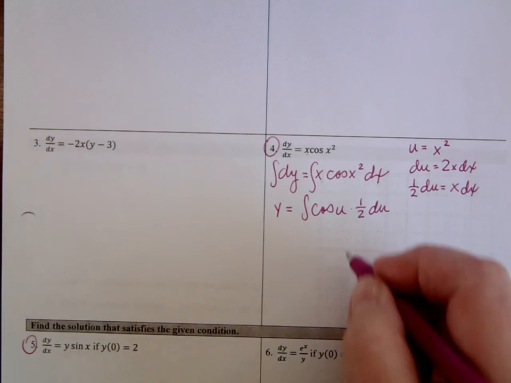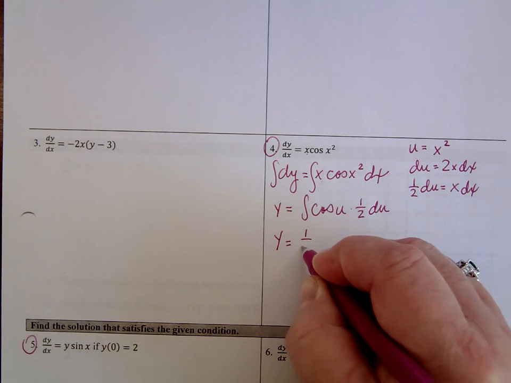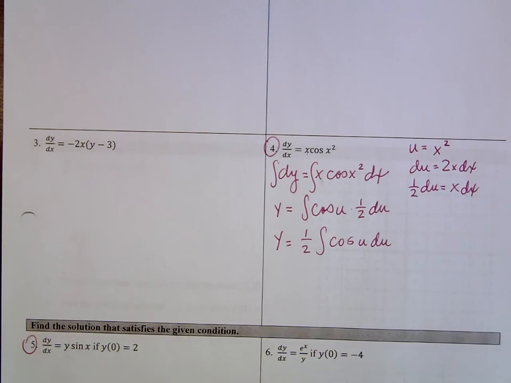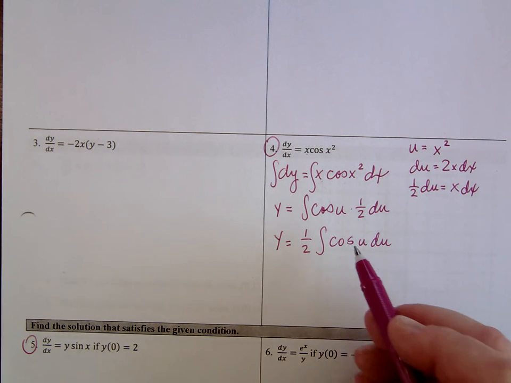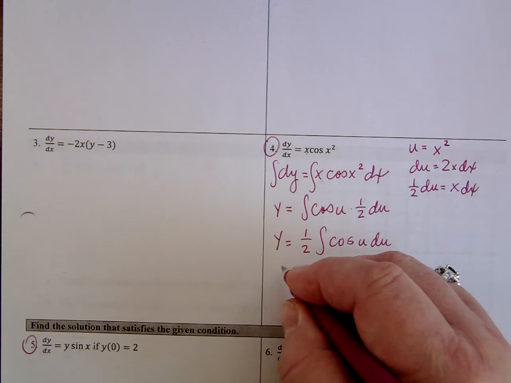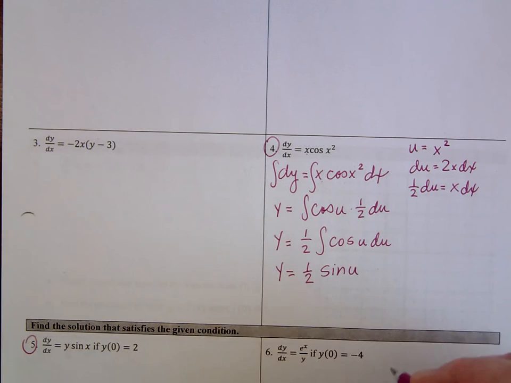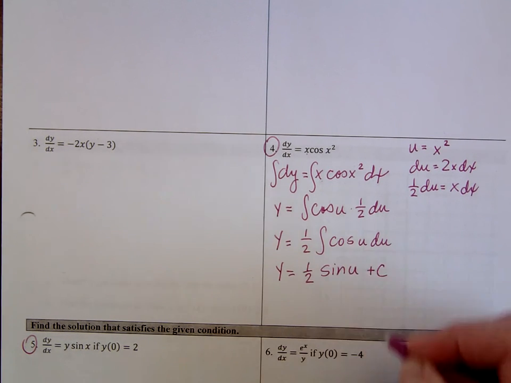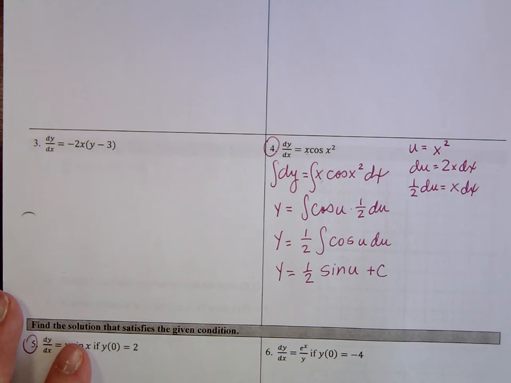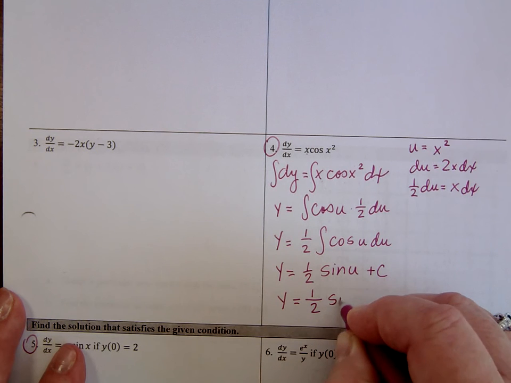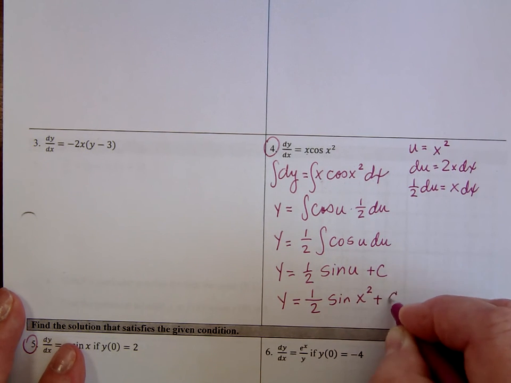And so we know that the 1/2 can come out in front. That's going to give me the integral of the cosine of u du. And so if I'm working my way backwards, I know that the integral of cosine is sine. So this is going to be 1/2 the sine of u. I do not have bounds, so plus c. And we know what u is. U is x squared. So my final equation is y equals 1/2 the sine of x squared plus c.